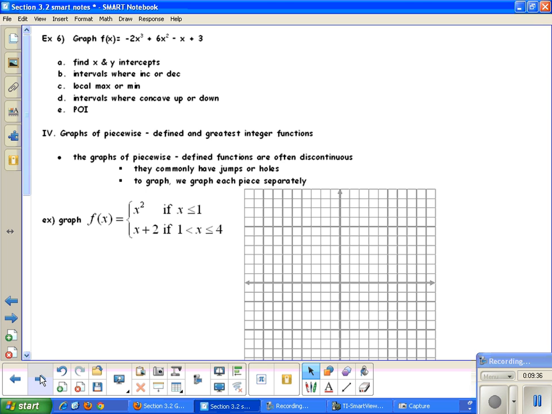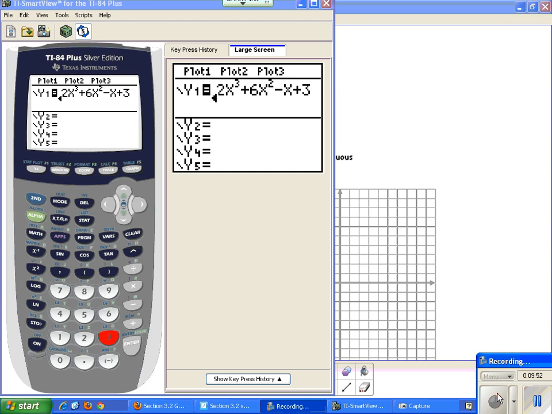Now, for this next part, we're going to take this graph and find everything that we've been working on: the x and y intercepts, intervals where we're increasing, decreasing, local max or min, intervals where it's concave up or down, point of inflection, and we'll also practice the domain and range.